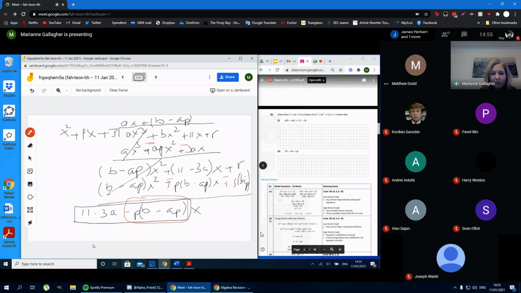So this is part 1. 11 minus 3a has to equal p times b minus ap. And then if we take the number part, which is here, let's go back to the black. You have R minus 3 times B minus AP, sorry. Okay, that has to equal 0 as well, okay? That makes sense?